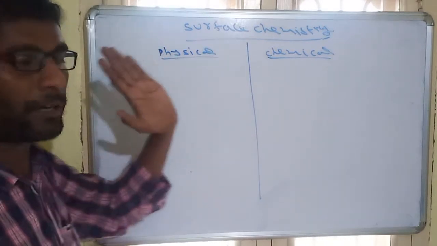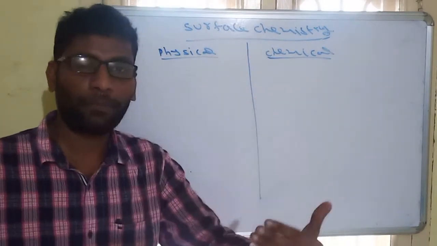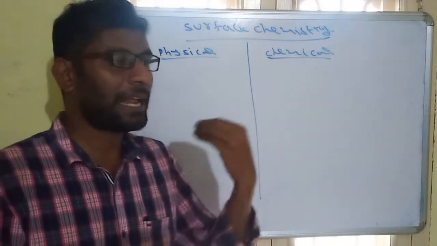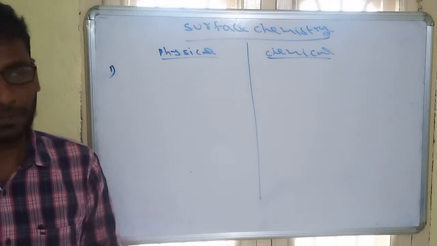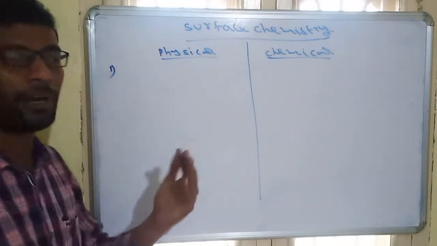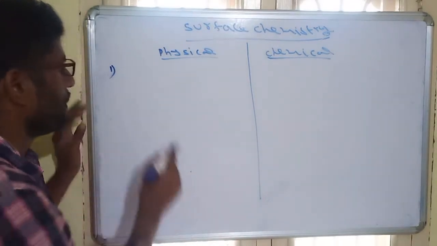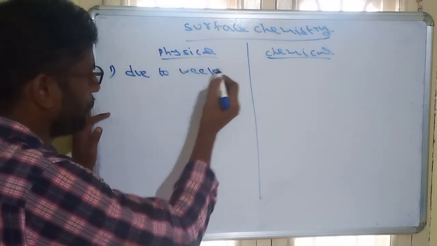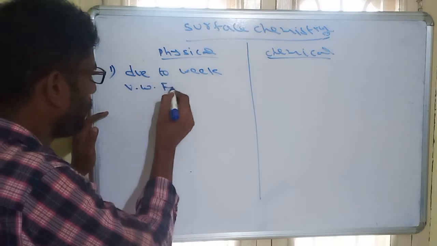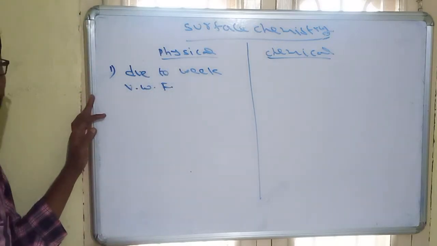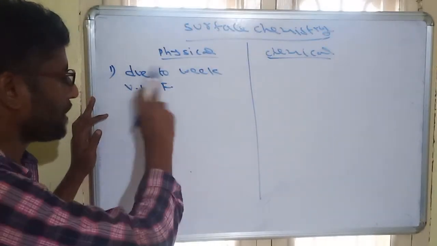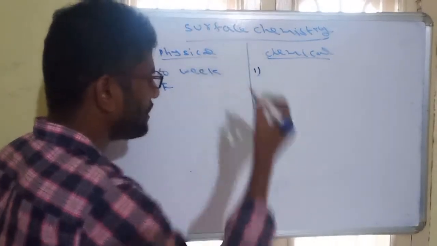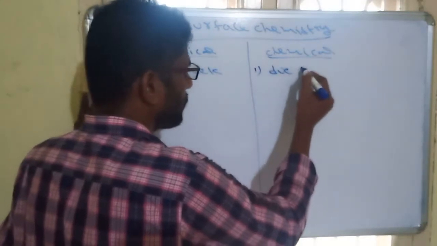As I said, adsorption is the attractive forces between adsorbent and adsorbate. If these attractive forces are very weak, weak forces are nothing but van der Waals forces or dispersion forces. So physical adsorption is due to weak van der Waals forces between adsorbent and adsorbate, and that is called physical adsorption. And chemical adsorption is due to chemical forces.